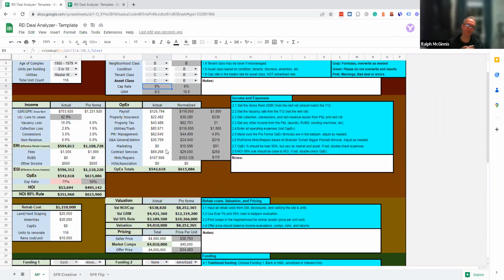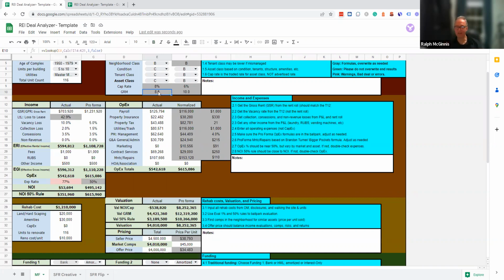A gross rent multiplier basically takes your rent, is it the effective? I think it's the, let me see here. Okay, so it's the entire gross rent. And it takes that and multiplies it by this number, which is 8, the multiplier. And that's another way of evaluating it.